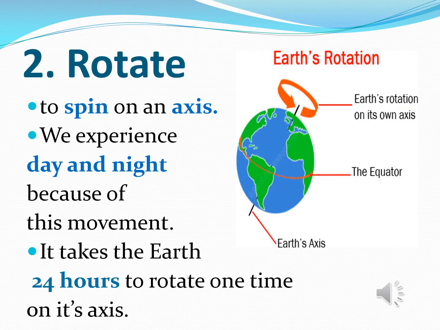Rotate. To spin on an axis. We experience day and night because of this movement. It takes the Earth 24 hours to rotate one time on its axis, and the rotation, as I said earlier, results in day and night. And if you look at this diagram, you realize that there's a tilt which will result in sometimes having longer days than night and sometimes having longer nights than days, depending on where you are on the Earth's surface.